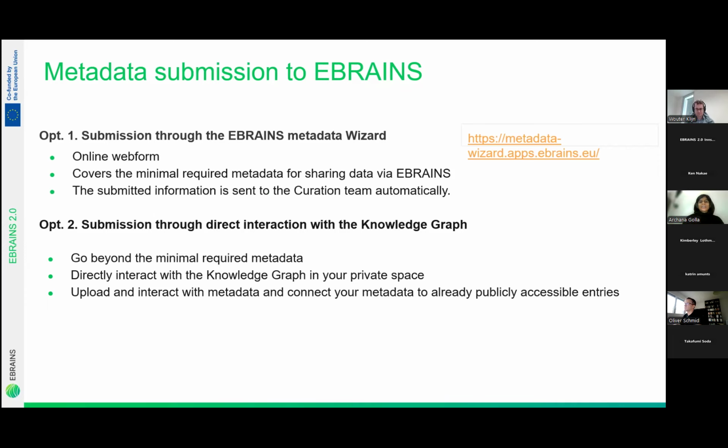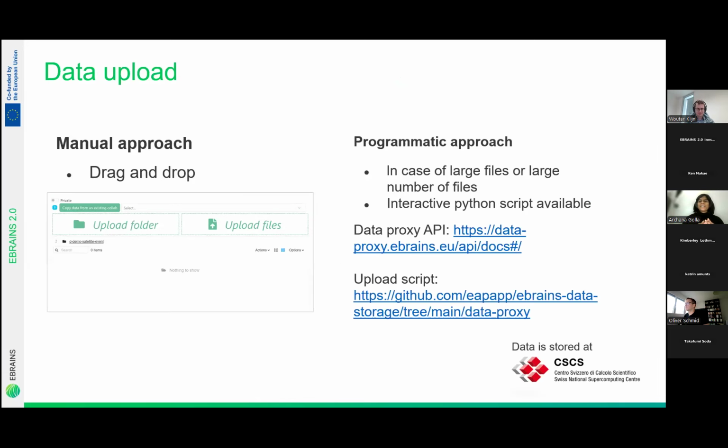While with direct interaction through the knowledge graph, as I mentioned, they can interact with it in the private space that we provide. And then they also have access to the knowledge graph entries that are public, and they can also try and connect their data with whatever is applicable. And then for data upload, we provide them space, and we offer people long-term service.